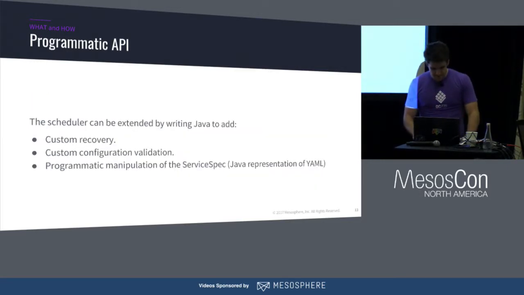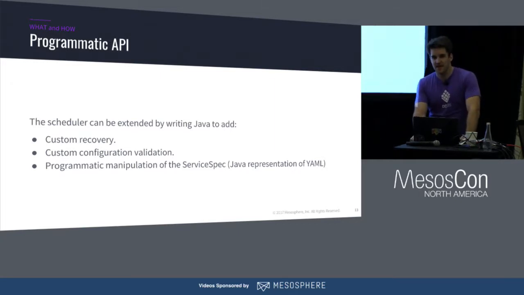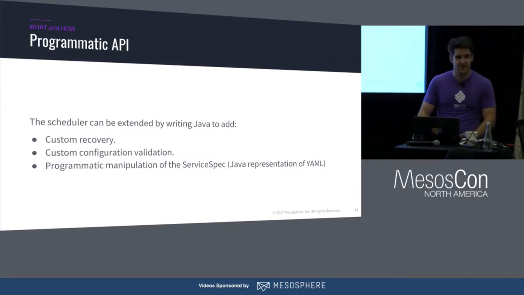All right. Programmatic API. I'm not really going to show you any examples. If we have time at the end, I'll go over a couple. Basically, if you look at anything but Elastic, they all have custom recovery. I'll at least show you where to look so you can look at the examples. Essentially, the scheduler can be extended by writing Java to add custom recovery.